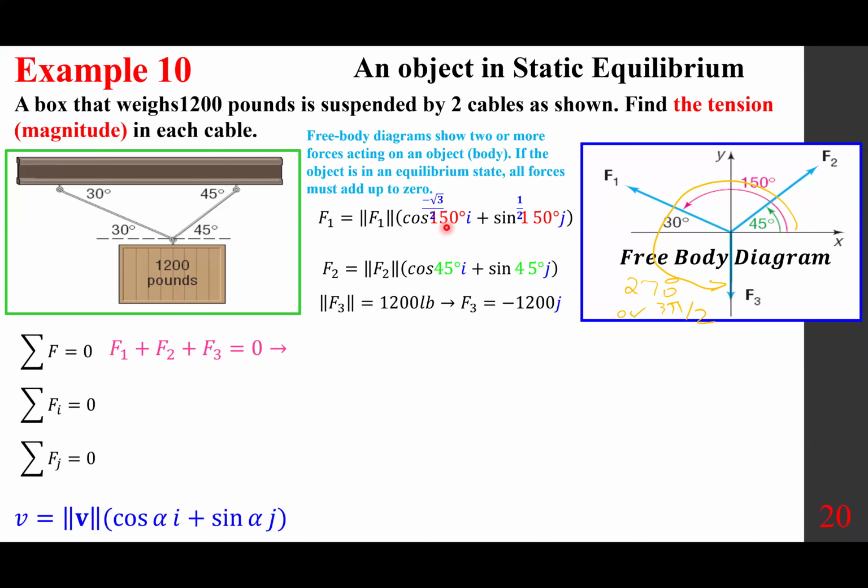And let's calculate. Remember, 150 degrees is the same as 30 degrees. 30 degrees is the reference angle. And in the second quadrant, cosine is negative, so cosine of 30 degrees is minus square root of 3 over 2, and sine is positive, okay? For 45 degrees, both of them are square root of 2 over 2.